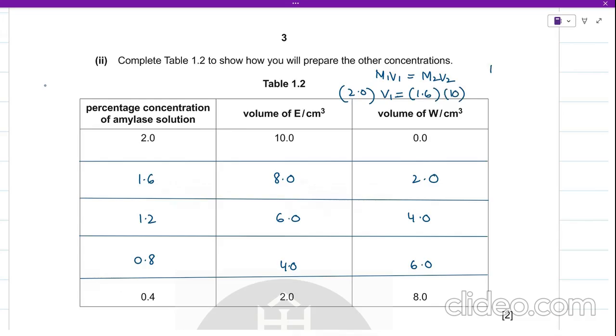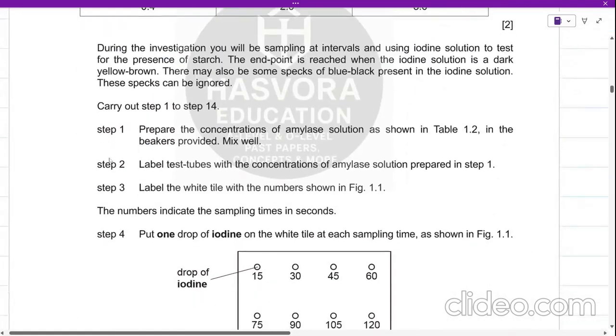Okay, so this comes out to be 16 over 2. So the V1 is actually 8 cm cube. It means we are going to be taking 8 cm cube of the original stock solution, and we are going to be adding 2 cm cube of water to make up the 10 cm cube of the 1.6% amylase solution. So this is how you work out the volume of E and the volume of W that has to be mixed, in case you can't figure it out directly. So now let's move on.